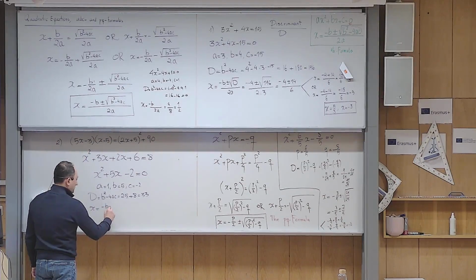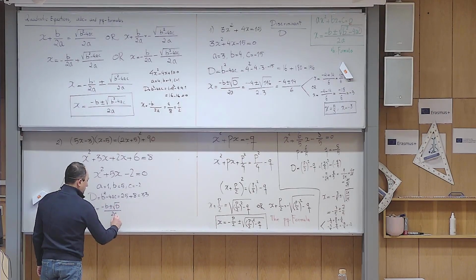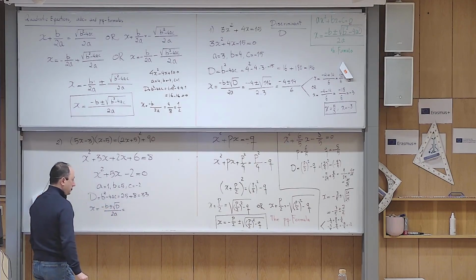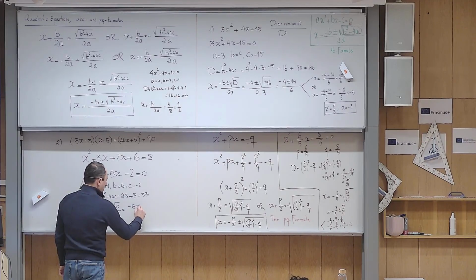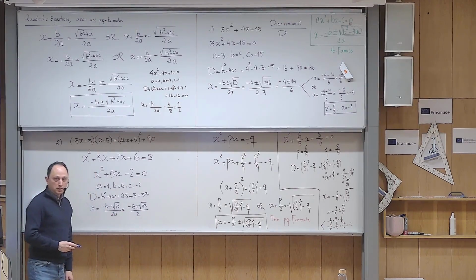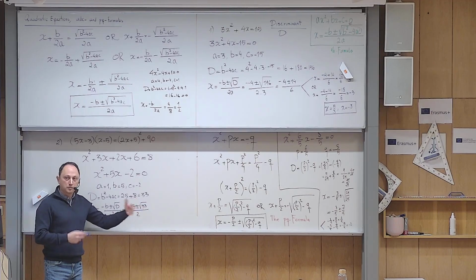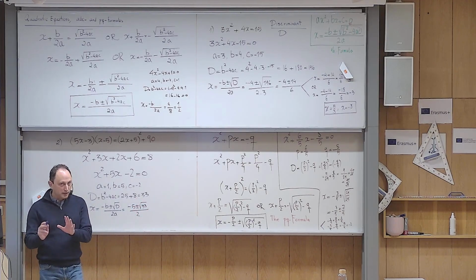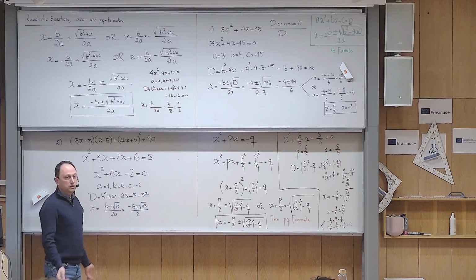Here it's extremely simple. You just write the formula and you don't even need to continue, because I want to keep exact values. So minus b is minus 5 plus or minus square root of 33 divided by 2 times a, which is 2. That's it. Because in this case, square root of 33 is not a perfect square, and you are not allowed to approximate it unless I ask you to do that. So there is nothing we can do.